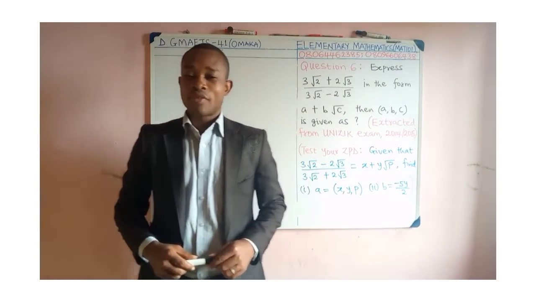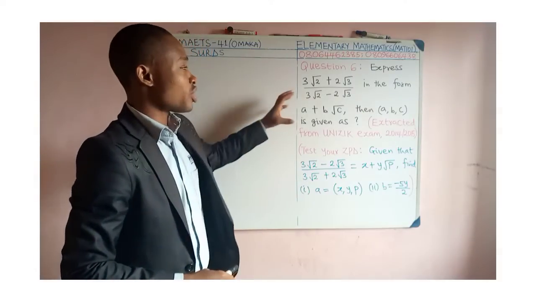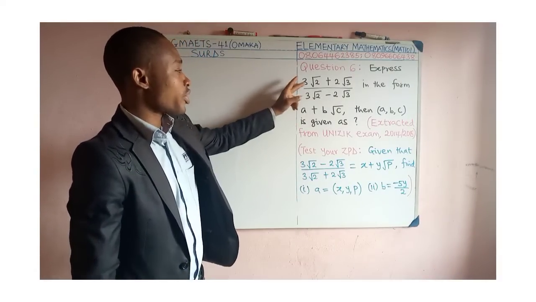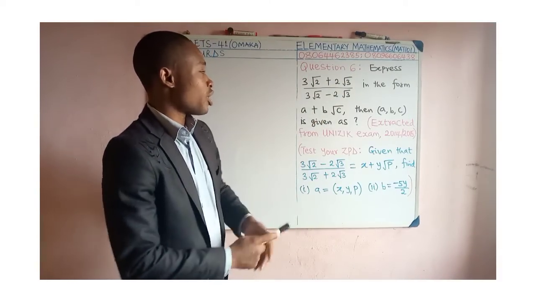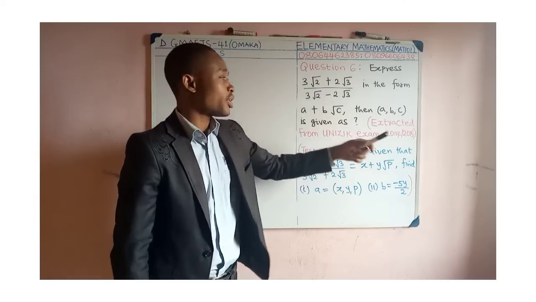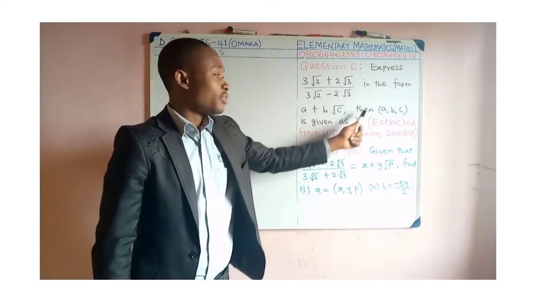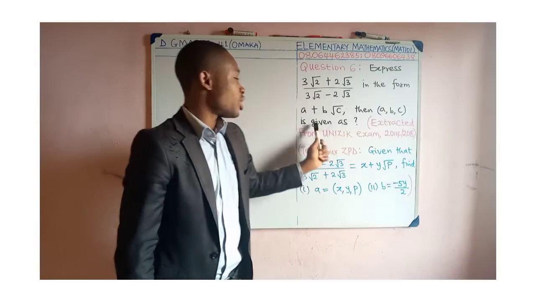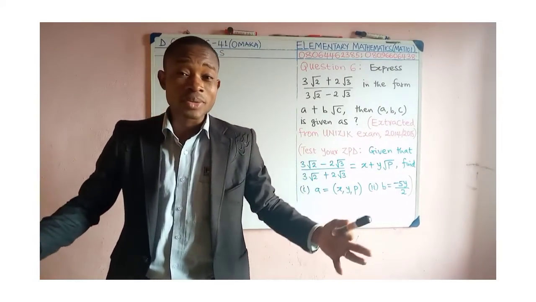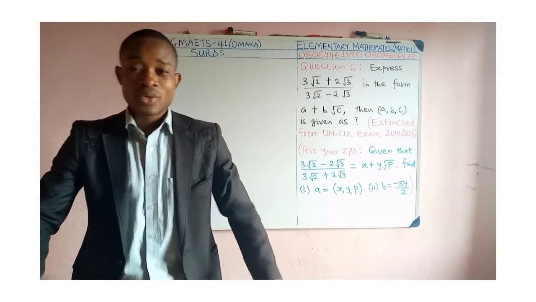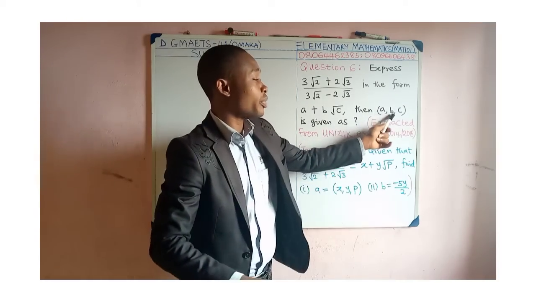We now want to solve this problem. We have question number 6. We are to express 3 root 2 plus 2 root 3 all over 3 root 2 minus 2 root 3 in the form a plus b root c. Then a comma b comma c is given to us, we don't know. So we're going to find out. We want to get the value of a comma b comma c.